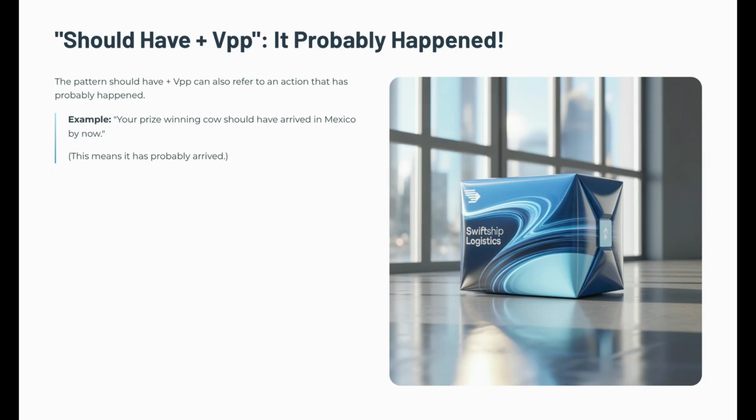Finally, should have plus VPP has another cool use. Look at our slide about it probably happened. This pattern can also refer to an action that has probably happened in the past. It's like saying, based on what I know, I expect this has already occurred. For instance, your prize-winning cow should have arrived in Mexico by now. This means we believe it has probably arrived already, based on the travel time.